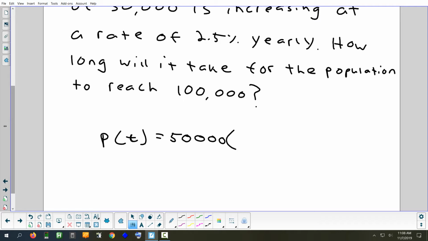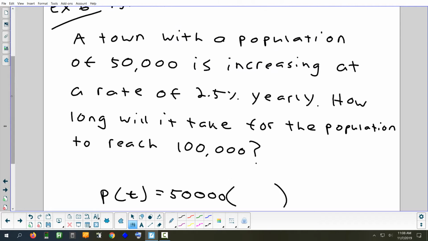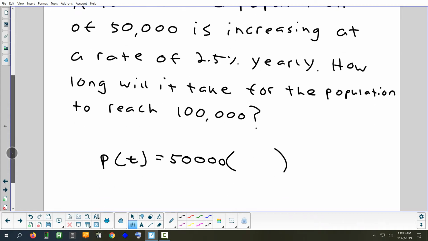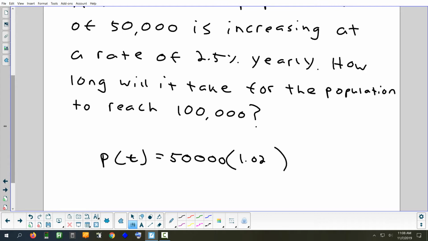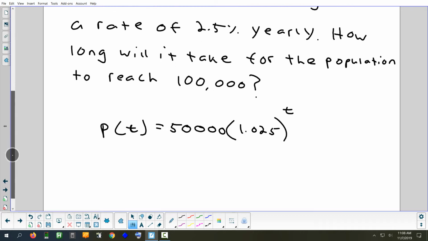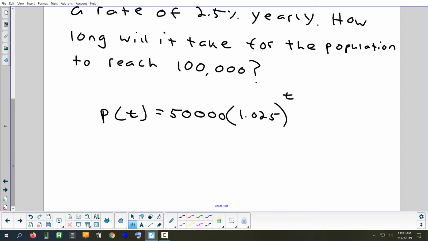And then you do the population times the growth. What goes in the parentheses? 1 plus 0.025. Okay. Yep, 1 plus r. So I'm going to do that all in one step. And the exponent, t. Okay. So there's our formula. And we want to know when the population reaches how much? 100,000. So you're going to plug in 100,000 right there.